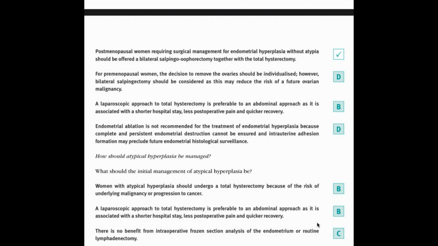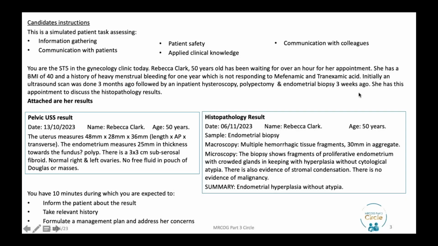Okay, so that is about endometrial hyperplasia without atypia. Okay, this is the case. Before we go on with the case, does anyone have any questions? You can either type it down or click on the hand icon so I can unmute you and see what questions you have.